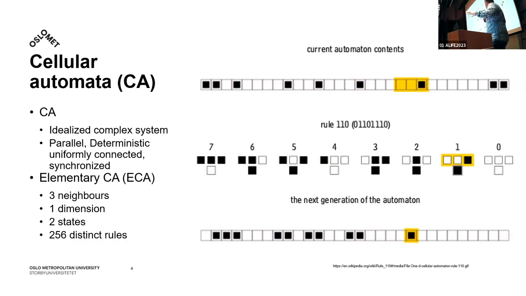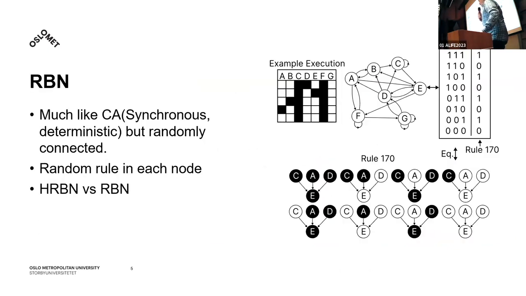And this system forms 256 distinct rules. The example here being rule 110, because its output of the transition table is the binary number there that translates into 110 in decimal. If you're familiar with cellular automata, random Boolean networks are not that hard to think about because they're very much like them. They're synchronous, deterministic, but there are two main differences. One is that they're randomly connected, and as well, there's also a random rule in each node or each cell.